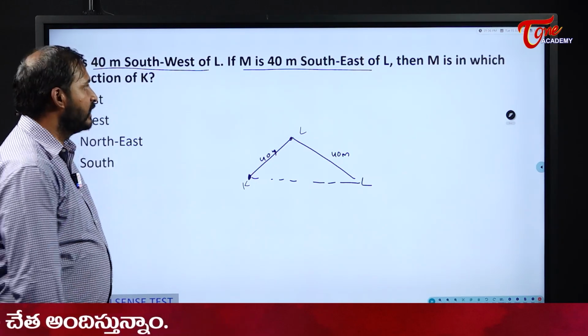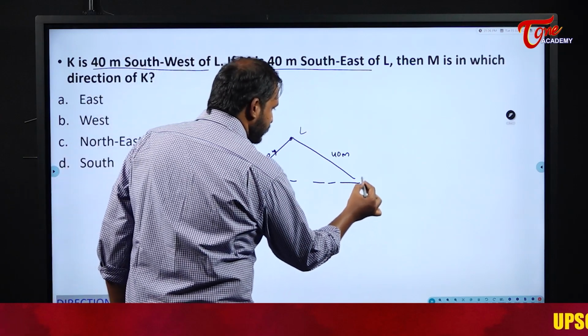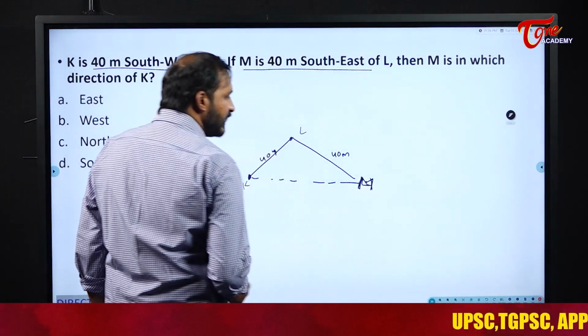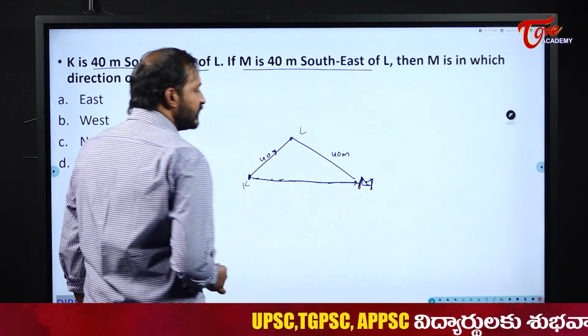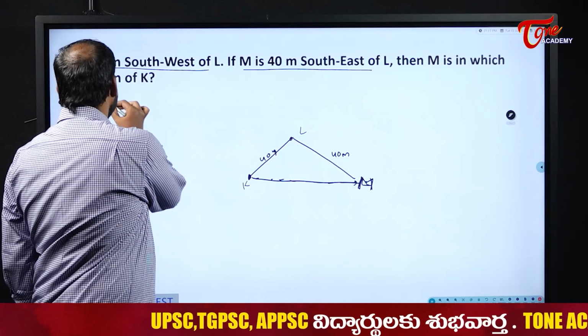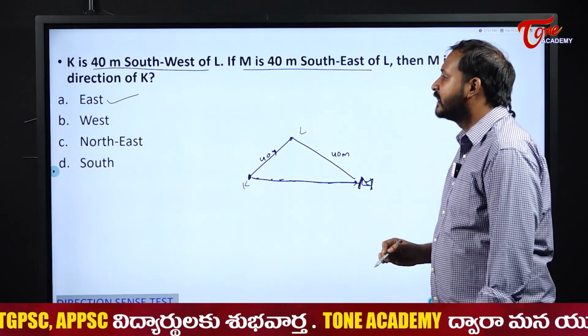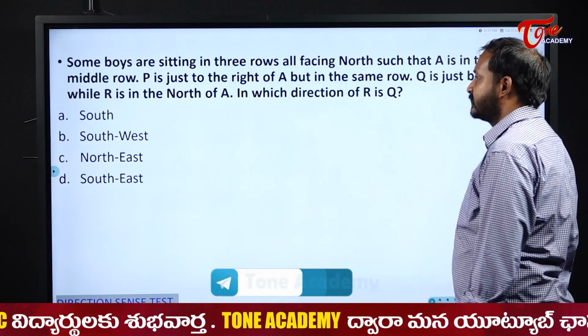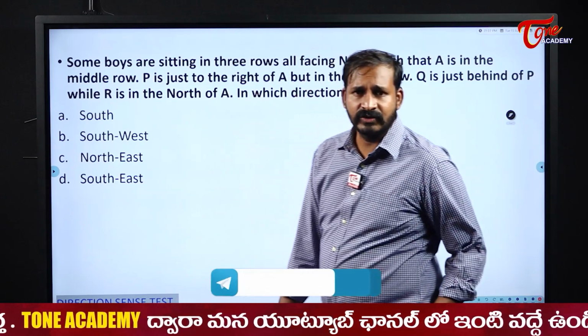Same distance and with the same angle means obviously K and L will be in same straight line. Next, then M is in which direction of K? Sorry, this is M, right? Then M is in which direction of K here, students? M will be towards east of K. A simple question. M will be towards east of K for me here. Next one. Now see here. Please pause the video and try to solve it.